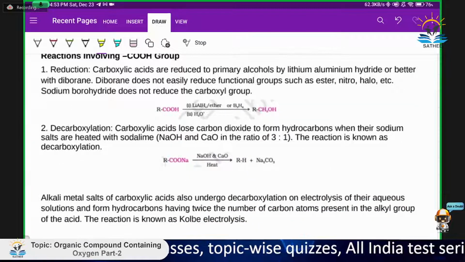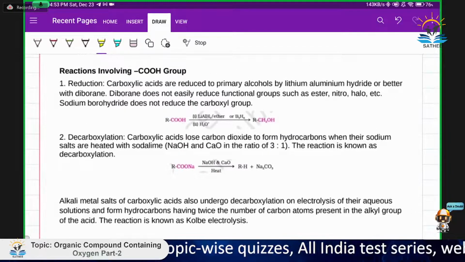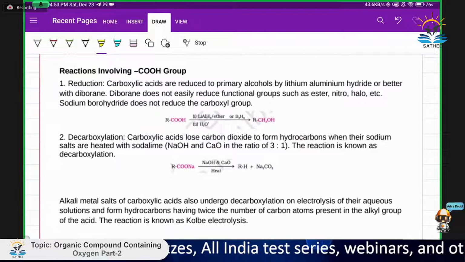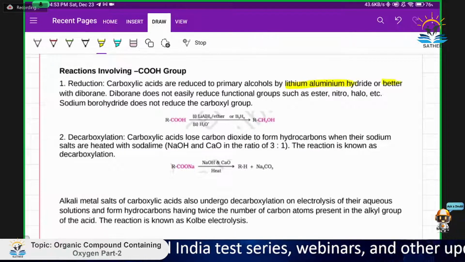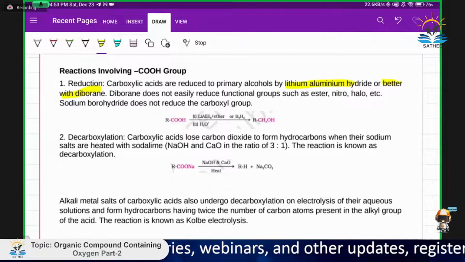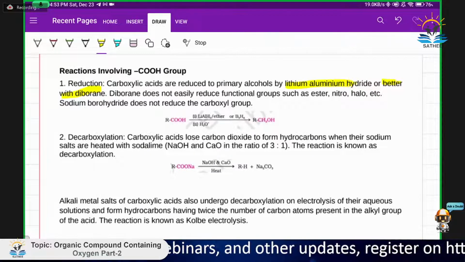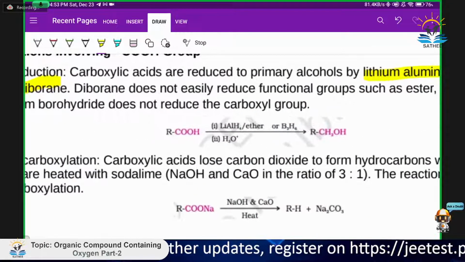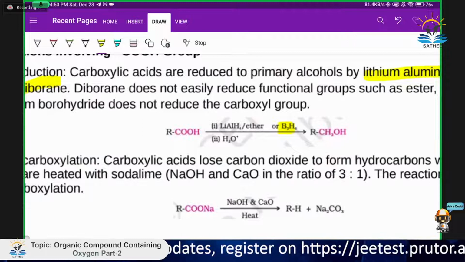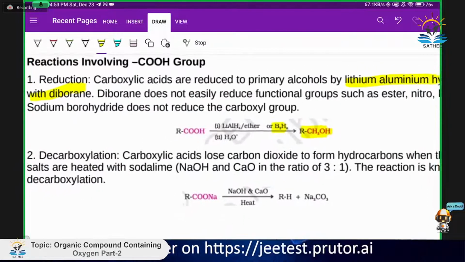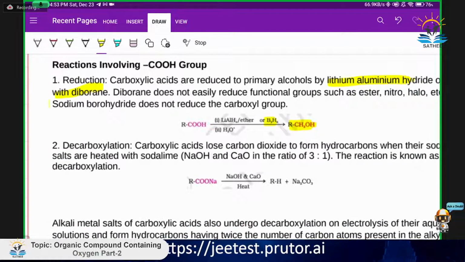Now reactions involving the COOH group. Reduction. Carboxylic acids are reduced to primary alcohols by lithium aluminum hydride or better with diborane. Diborane does not easily reduce functional groups such as ester, nitro, halo. So carboxylic acids on reduction with lithium aluminum hydride or diborane give the corresponding alcohol. But the point to be noted is we cannot reduce carboxylic acid with sodium borohydride.